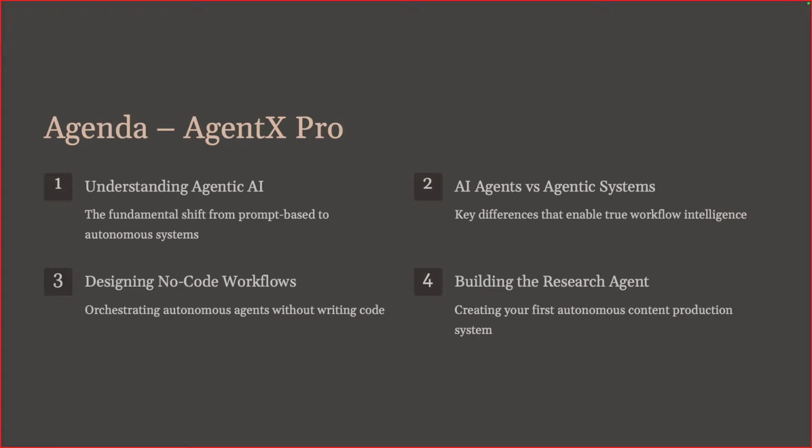Okay guys, so this is our today's agenda. First we will start with understanding agentic AI, what is that? Then we will see the difference between AI agents and agentic systems, because we hear these two words, right? AI agents versus agentic systems, agentic agents, etc. And we don't know the difference, what exactly it is.